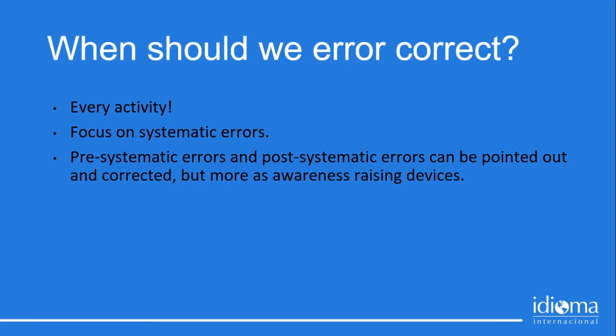So when should we error correct? Well, every activity we should error correct. But we really want to focus more on systematic errors in our classroom. So when they have learned something, we want to focus on those errors that they have already learned. That doesn't mean that we never should correct pre-systematic or post-systematic errors. They can be pointed out and corrected, but it's going to be more for awareness rather than to really teach.